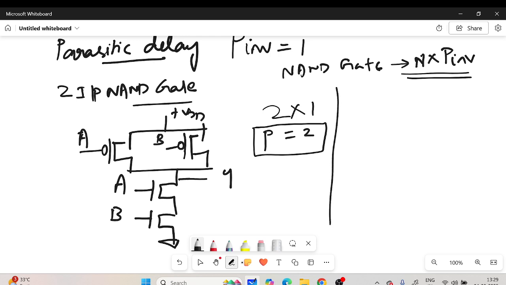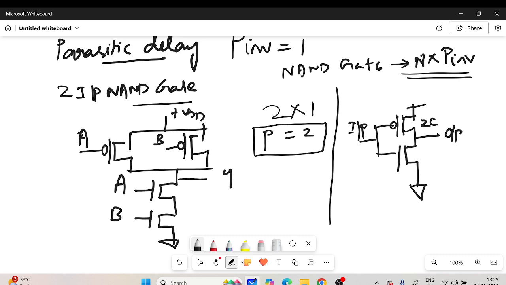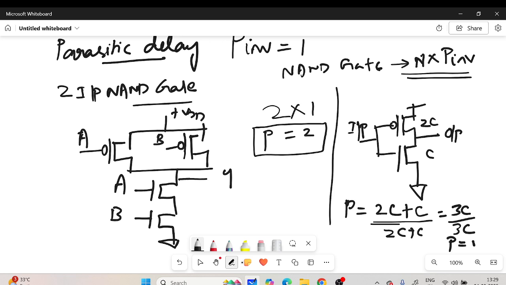And how this parasitic value of this particular inverter is equal to 1 is, so when you are writing in this case, you can see that this value is 2C and this value is C. When you compute the parasitic delay, what is the formula is the input capacitance of the driving gate divided by input capacitance of the unit size inverter, right? So it will be 2C plus C that results in 3C by 3C. So the parasitic value will be equal to 1.